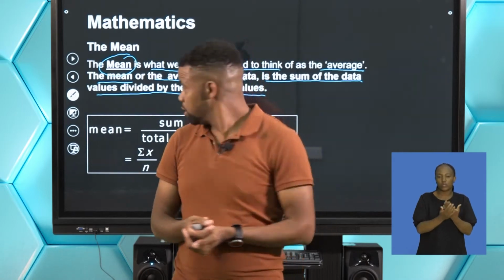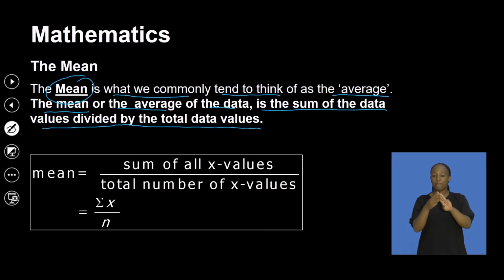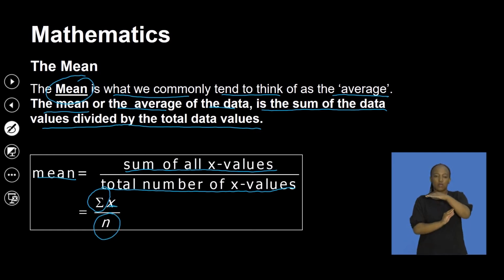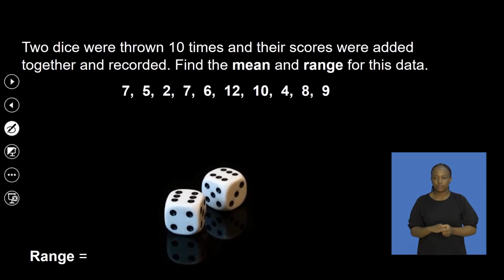Okay. So in mathematics, if I put it in a formula, the mean will be the sum of all x values of the observed variable over the total number of x values. This is called sigma, and that symbol means sum: adding all the x's, over the total observations, how many values you have. Okay, let's look at an example.